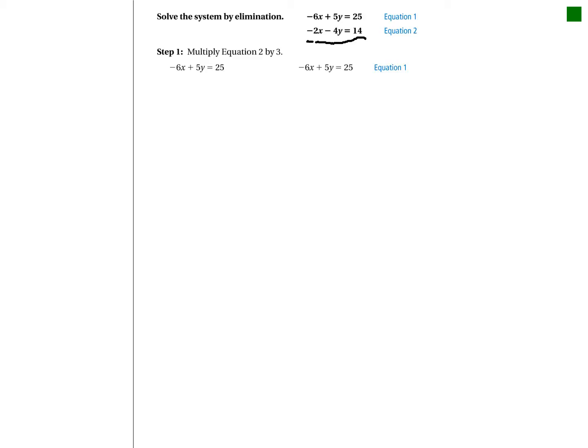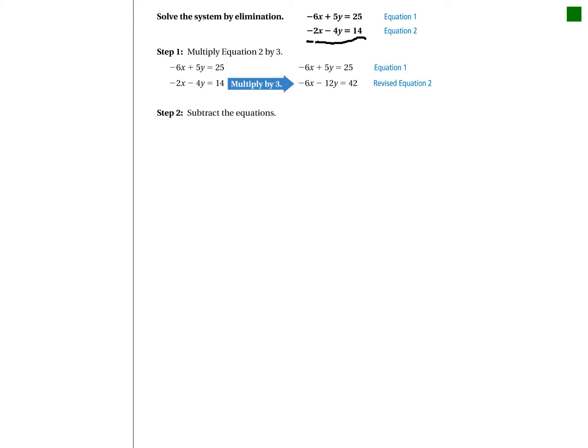Oh, that's the first equation, my fault. In the second equation, notice how when we multiply it by 3, that -2 became -6, the -4 became -12y, and the 14 went all the way up to 42, because each part gets multiplied by 3. And now you have 2 equations. They're not quite opposite, but there's something going on right here.